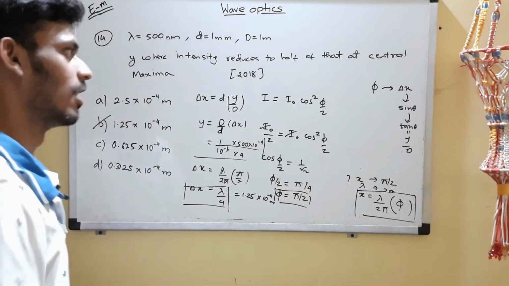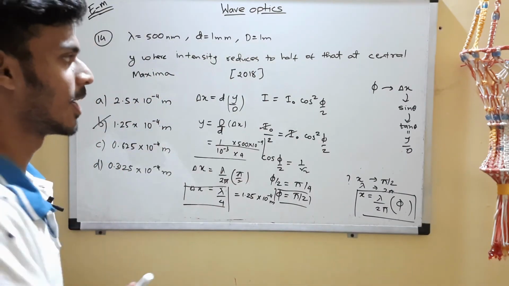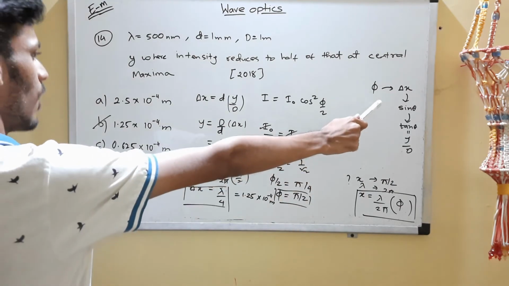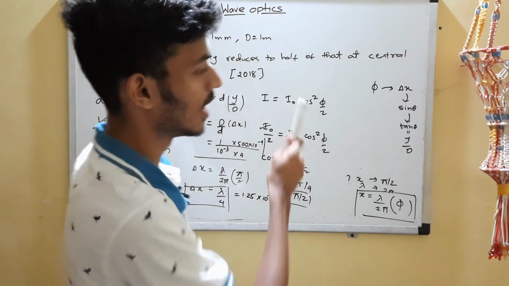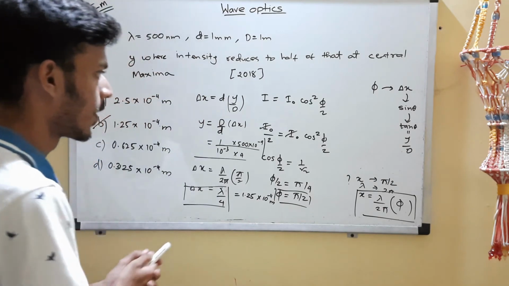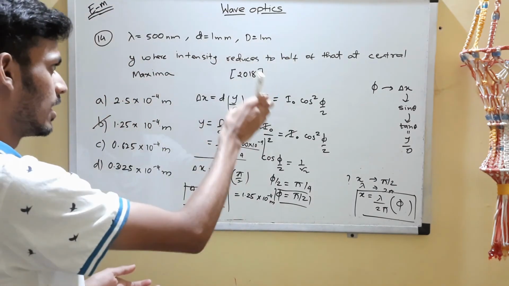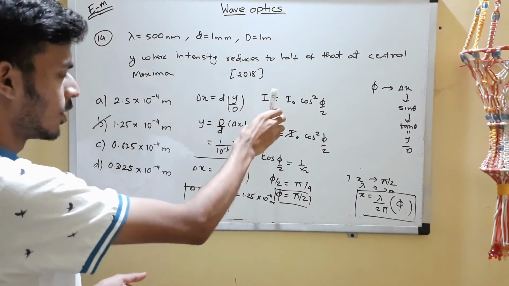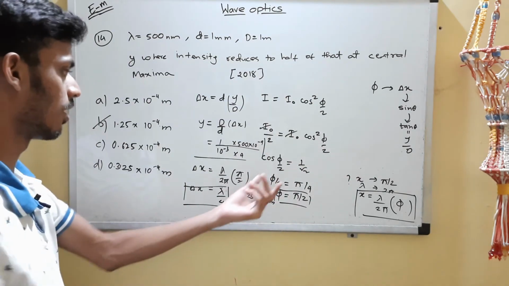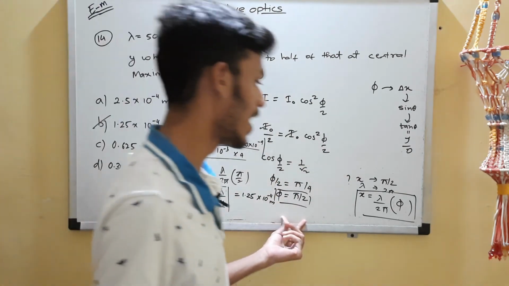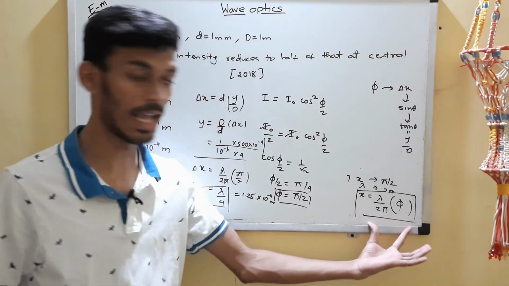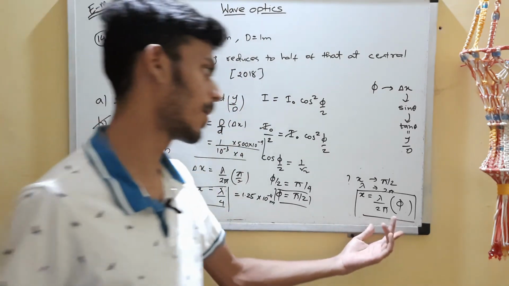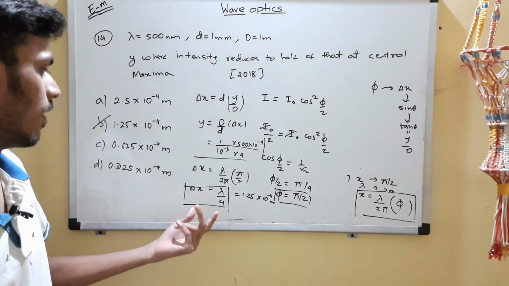Let me just briefly summarize the process over here. First, we found the phase angle using this relation, the intensity relation for YDSE. We know that the intensity should reduce to half, so it should become I naught by 2. From there we found phi. From phi we found out our x, the path difference, using this relation. We got the path difference.